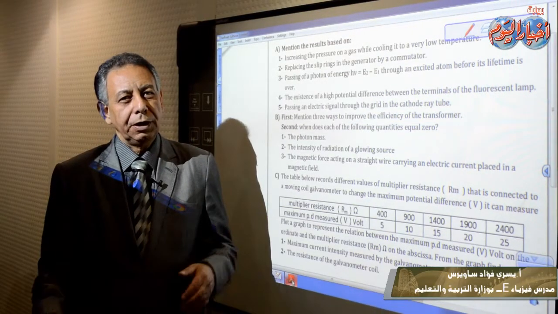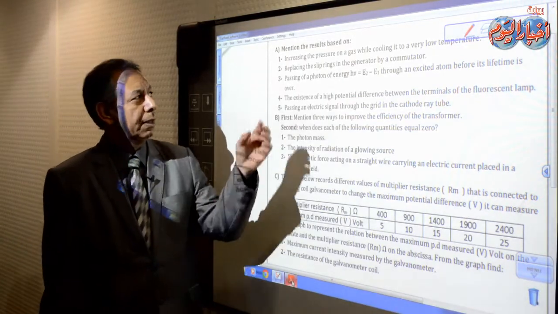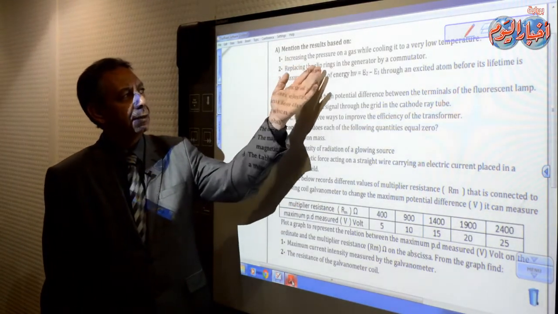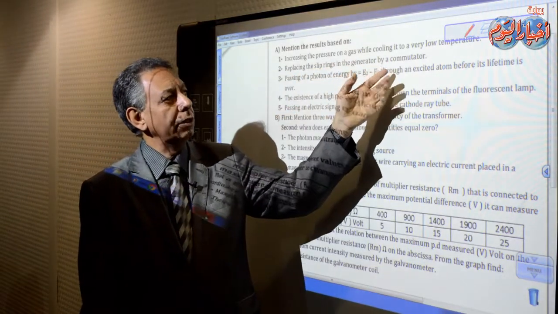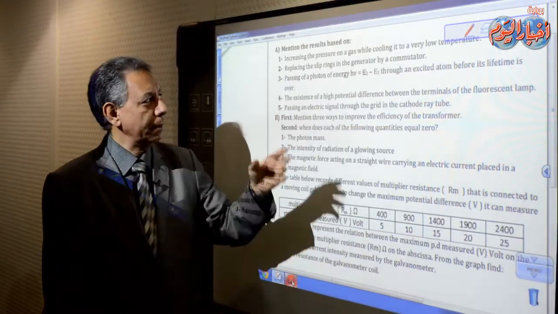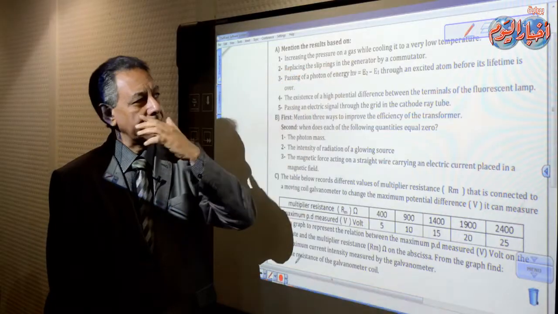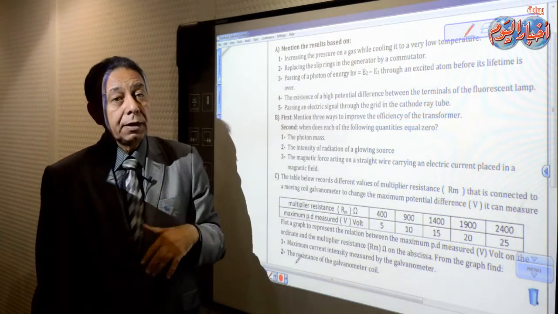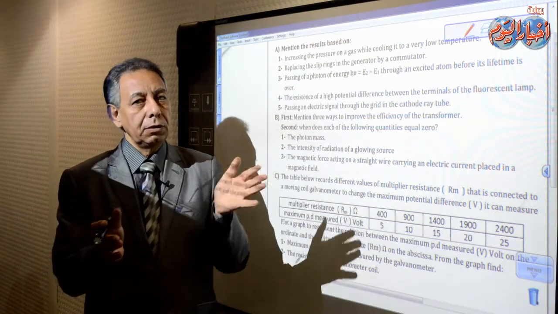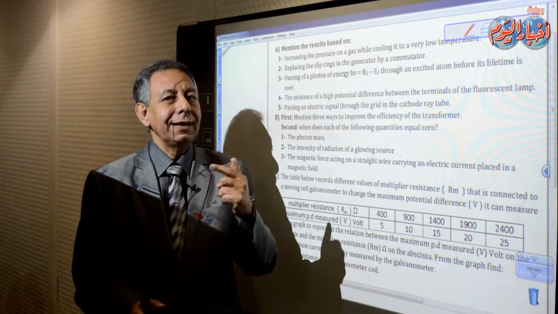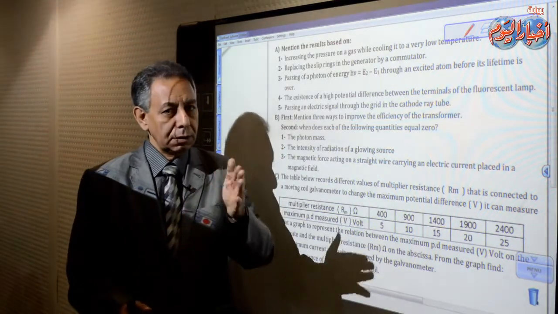And now we are going to discuss the last and final question, question 5. It starts with: mention the results based on increasing the pressure on a gas while cooling it to a very low temperature. What are the results? Yes, van der Waals effect takes over, and the molecules of the gas come closer and closer to each other till the gas is condensed. Condensed here means liquefied or solidified.